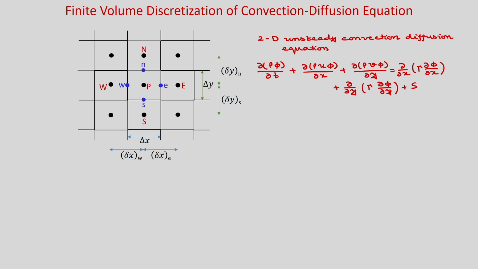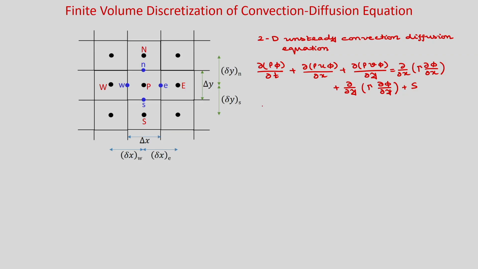Here gamma is the diffusion coefficient, and we have written this convection diffusion equation for any general variable phi, and S is the source term and rho is the fluid density. So, in vector form this equation becomes: divergence of rho u phi is equal to divergence of gamma grad phi plus S, where u is the velocity vector and this is known. So, it is a linear equation because u is known.